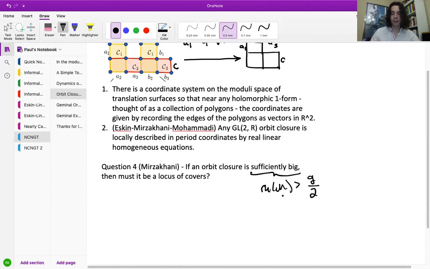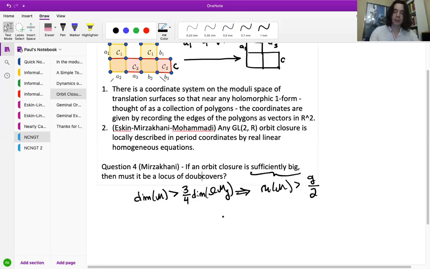I don't want to describe what the rank of an affine invariant submanifold is. So this is implied by a much more understandable condition that the dimension of the affine invariant submanifold is bigger than 3/4 of the dimension of the moduli space of translation surfaces in which it's contained. So if an orbit closure is sufficiently big in this sense, then the conjecture is that we have to be a locus of covers. And in fact, the conjecture is that we're a locus of double covers.